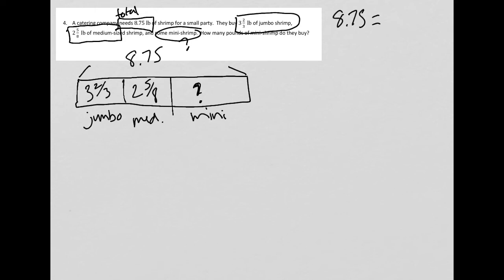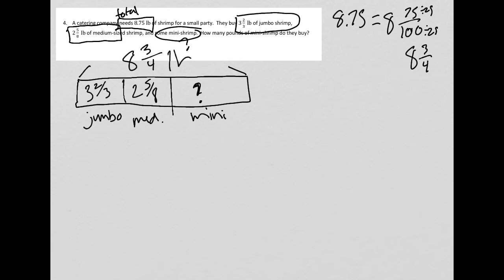When I think of 8.75, I can read that as 8 and 75 hundredths, which can also be written like that. So I can rewrite 8.75 as 8 and 75 over 100, and then I can simplify that, dividing both by 25, and you get 8 3/4. So I'm going to rewrite 8.75 as 8 3/4. And that's all in pounds.